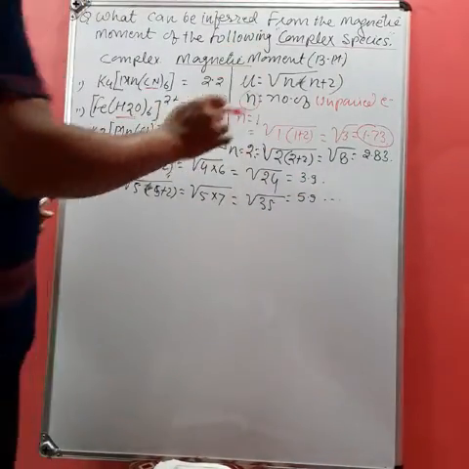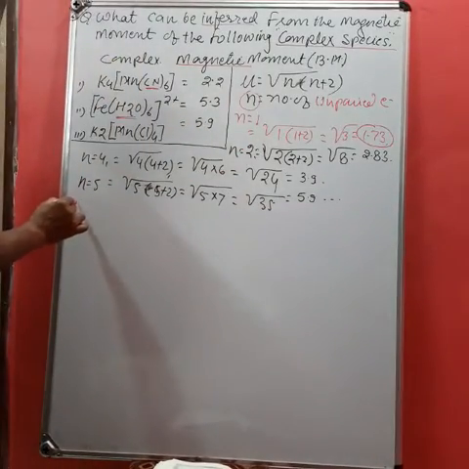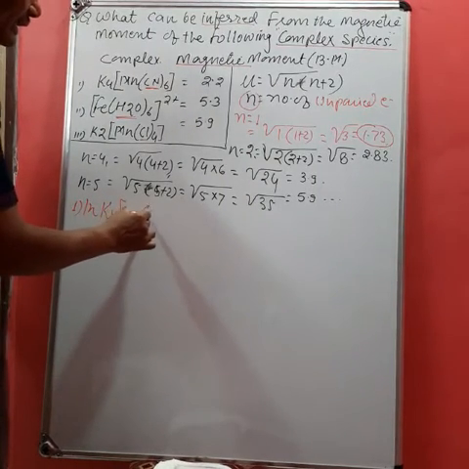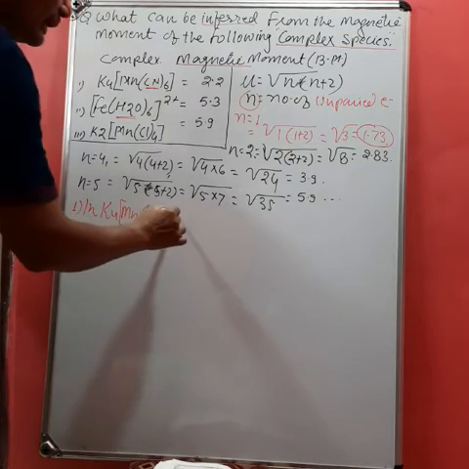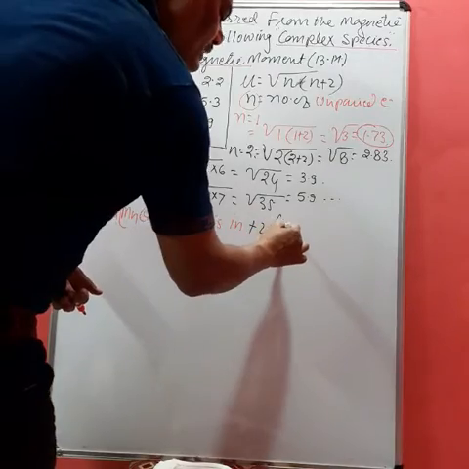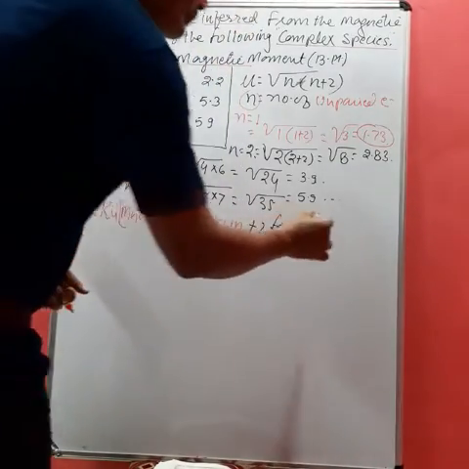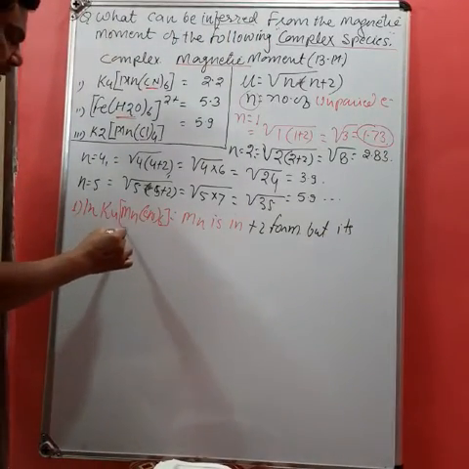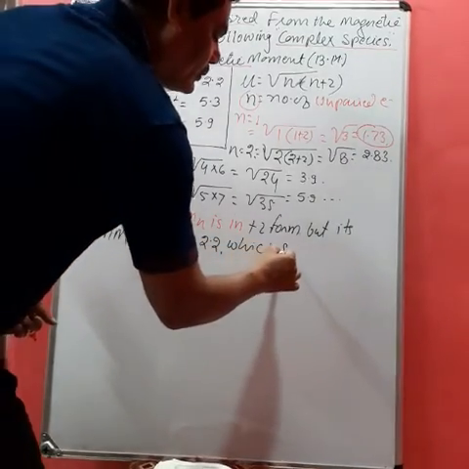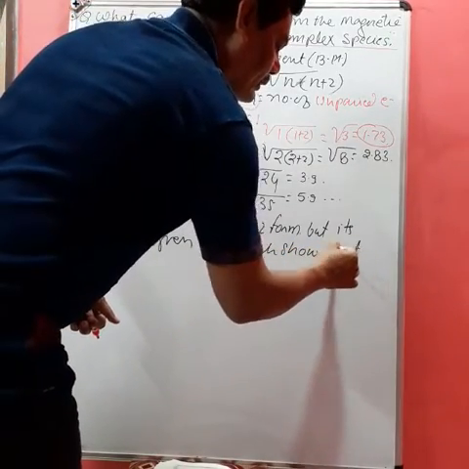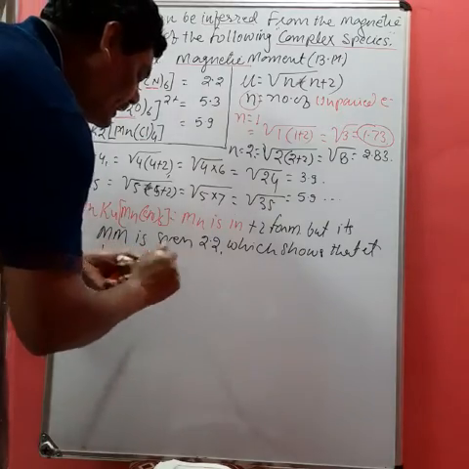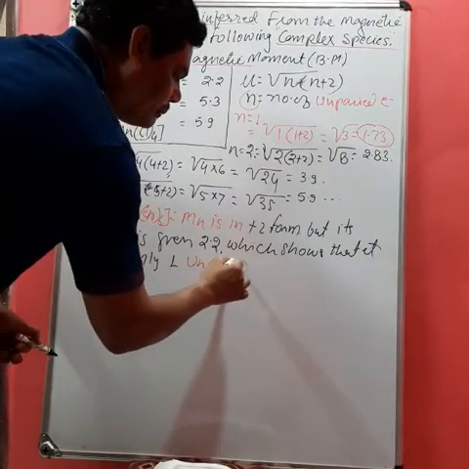So student, in case the Bohr magneton value is 1.73, that means the number of unpaired electrons will be 1. Now let's check the first case, question number one: K4[Mn(CN)6]. Mn is in the +2 oxidation state, but its magnetic moment is given as 2.2, which shows that it has only one unpaired electron.